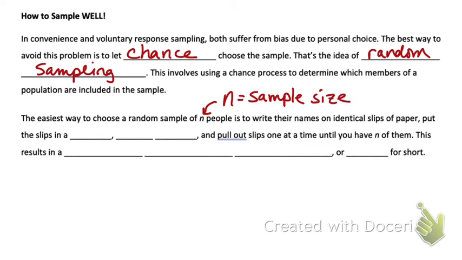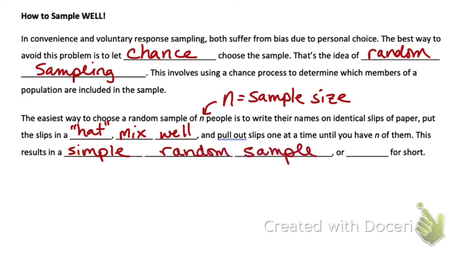The easiest way to choose a random sample of size n is to write their names on identical slips of paper, put the slips in a hat, a container, basically, mix well, and pull out slips one at a time until you have n, whatever sample size you want. This results in a simple random sample, also known very commonly as an SRS for short.